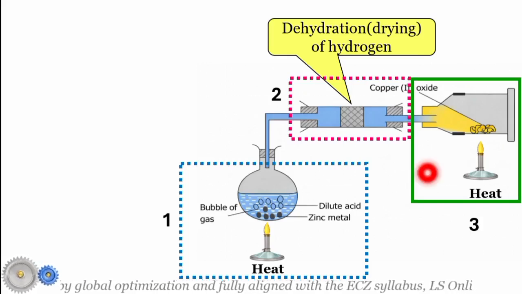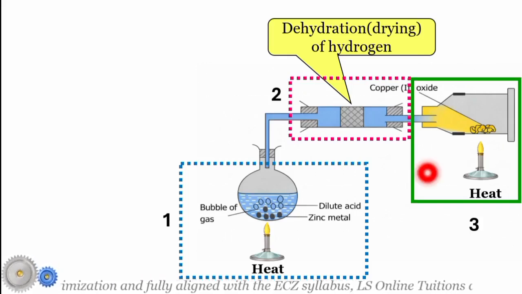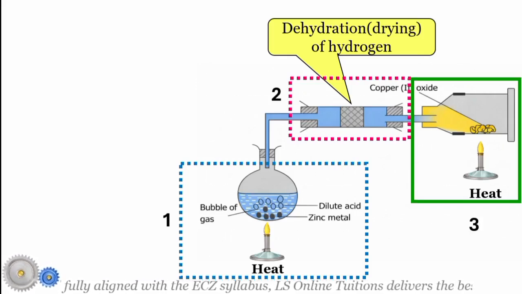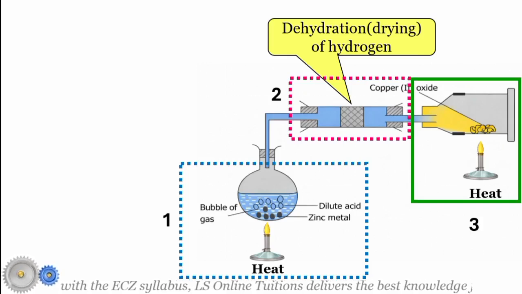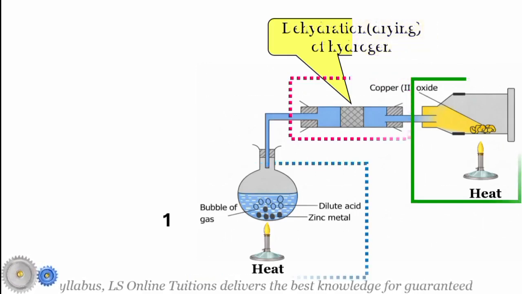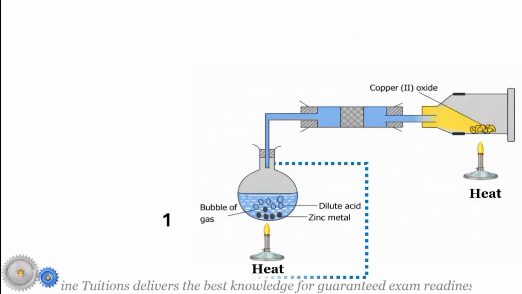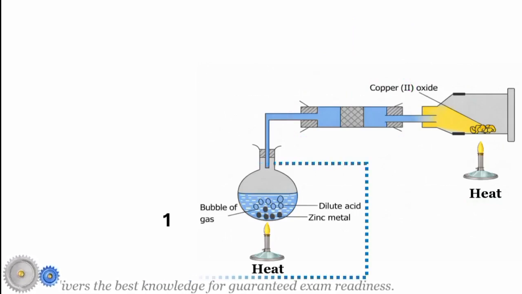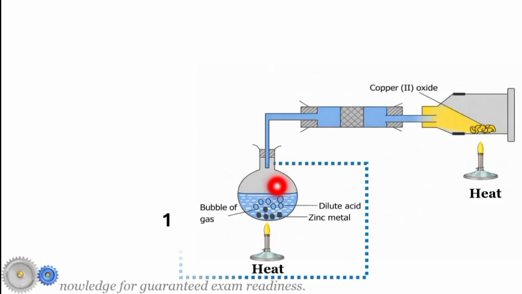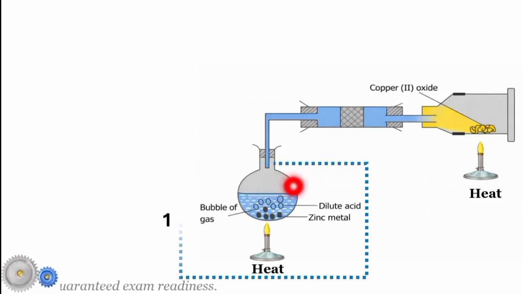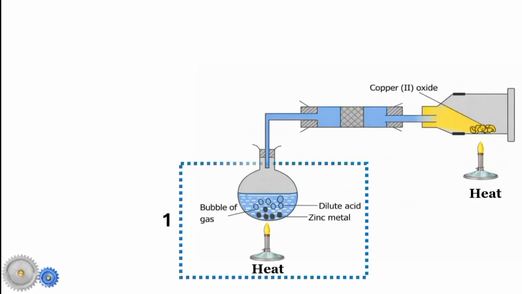Let me remove these other highlights so that we can focus more on preparation of hydrogen gas. Preparation of hydrogen gas is taking place in the rounded flask. We can see the Bunsen burner. The function of the Bunsen burner is to produce heat. So heat helps the reaction to be faster.